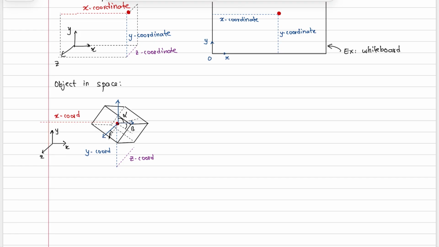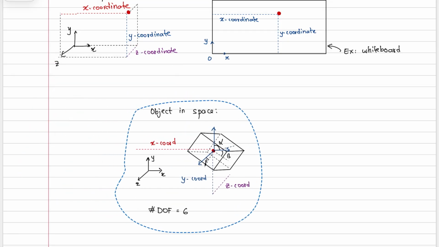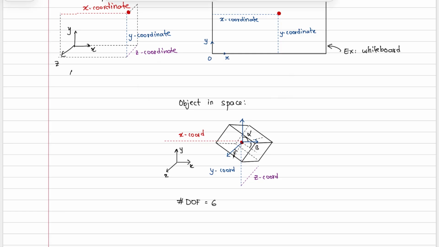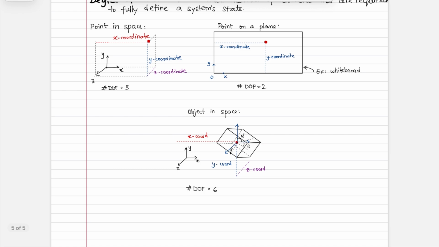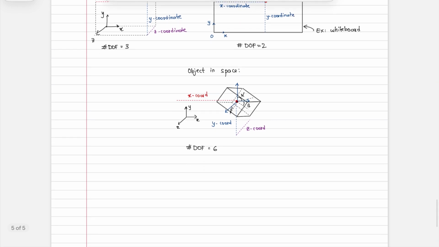Okay, so this is essentially the local coordinate system of your body, and then you have angles that define that local coordinate system with respect to the original coordinate system. And so in this case, the number of degrees of freedom is equal to 6. In this case, it was 3. In this case, it was 2. Okay. So often you can obtain the degrees of freedom by just inspection.